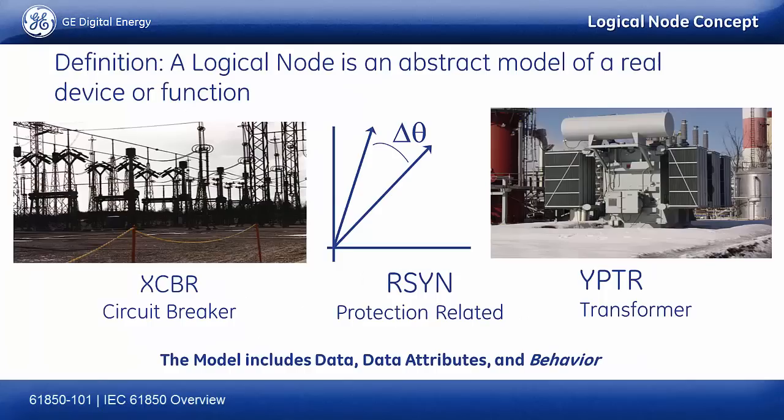So back to the logical nodes, I said this before, I'm going to say it again, right? It's an abstract model of a real device or function. So XCBR is a circuit breaker, RSYN is synchro check, YPTR is power equipment and a power transformer. And this model includes the data attributes, and even the behavior.